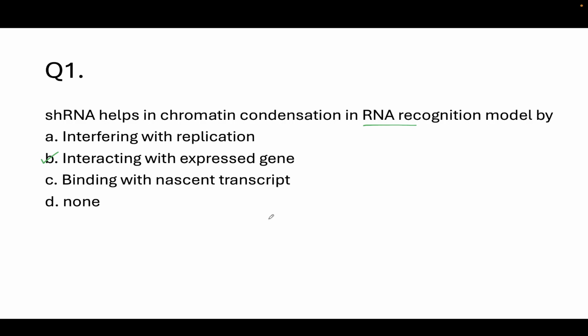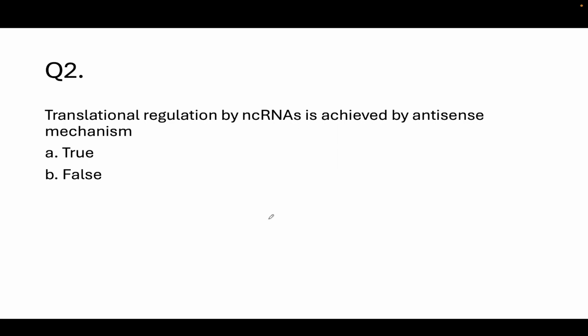Okay, fine. Let's move to the next question then. So we were talking about chromatin condensation, how shRNA helps in chromatin condensation. Let's move to our translation process. So translational regulation by these non-coding RNAs is achieved by antisense mechanism. Is it true or false? Here is a statement about translational regulation by non-coding RNA. Is it true or false?